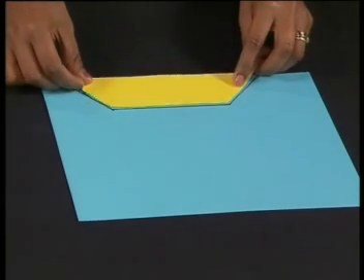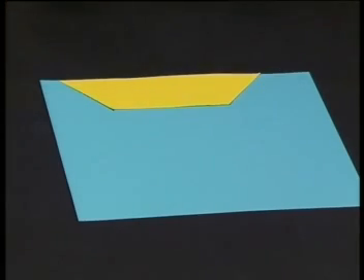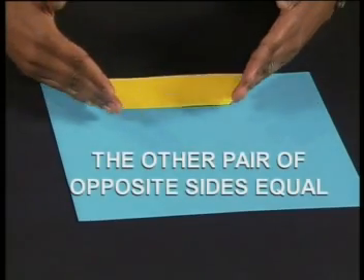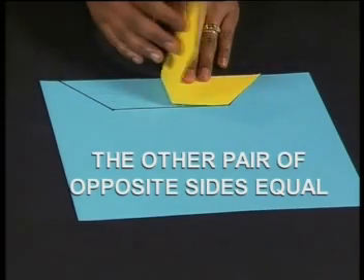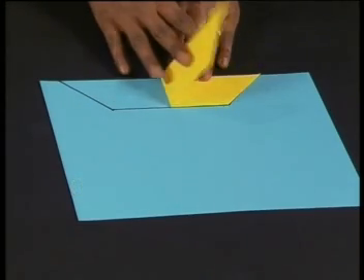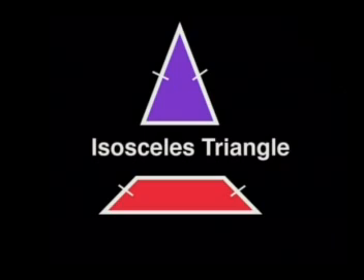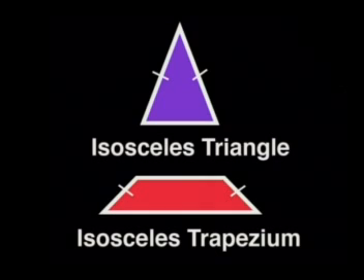So, this trapezium, like all other trapeziums, has one pair of opposite sides parallel, and the other pair of opposite sides equal. Can you guess what it is called? Think back to triangles which have two equal sides. They are called isosceles triangles. Well, this will now be easy to remember. A trapezium with two equal sides is called an isosceles trapezium.